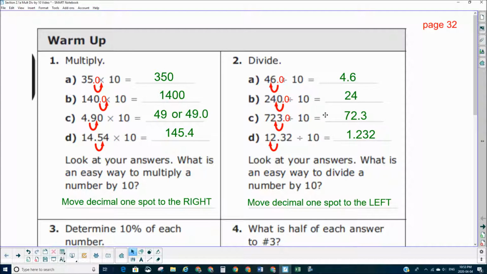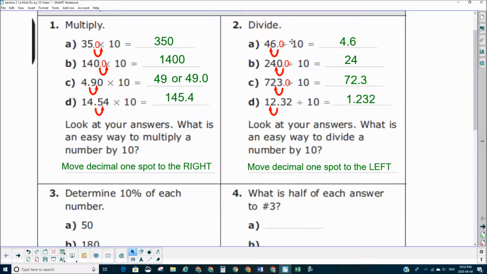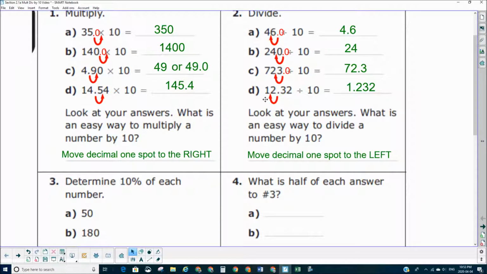Now, next, we'll move on to number 3. Number 3 says determine 10% of something. If you remember back to our last unit, we talked about percents. In percents, you're taking 1/10 the size. Well, 1/10 is the same as dividing by 10. So taking 10% is the same as taking a number and dividing it by 10, which means we should be able to just move that decimal place.